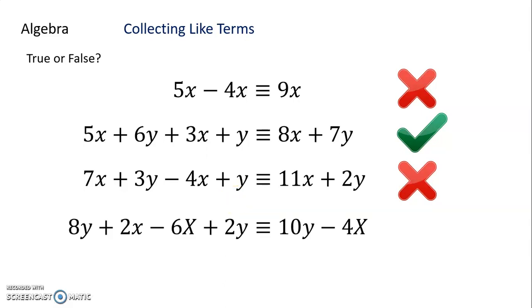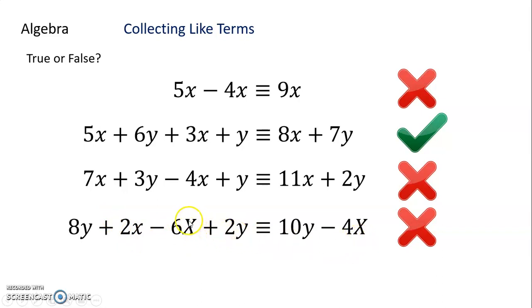Next question, 8y add 2x subtract 6 big X add 2y is identical to 10y subtract 4x. Is that true or false? So you should have decided that this is false. And at first glance, it looks like they've done this correctly. We've got 8y add 2y, which is 10y, so that's correct. And then if you just think of these as 2x's, it looks like this is correct.